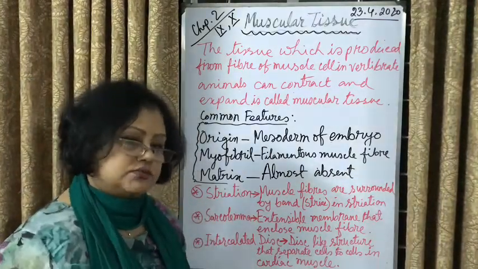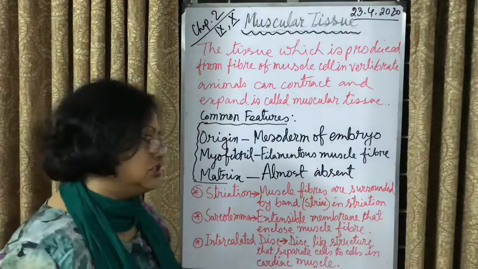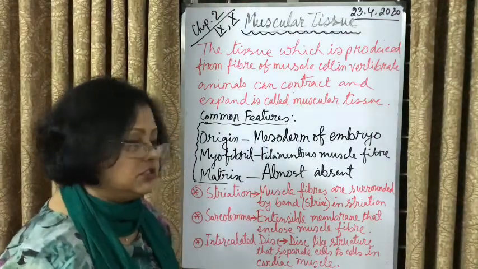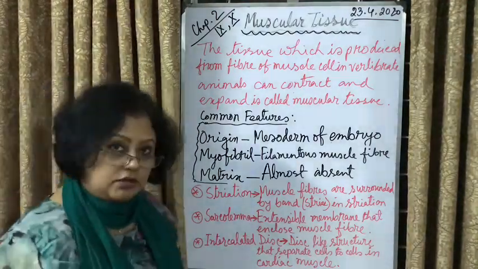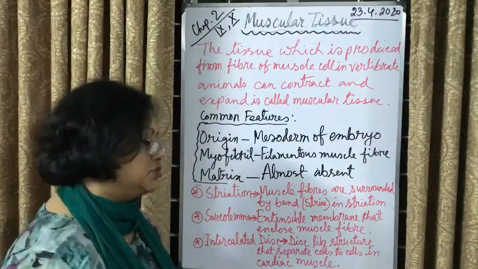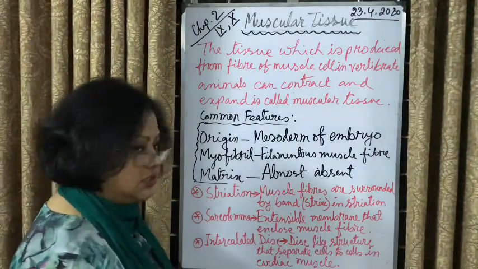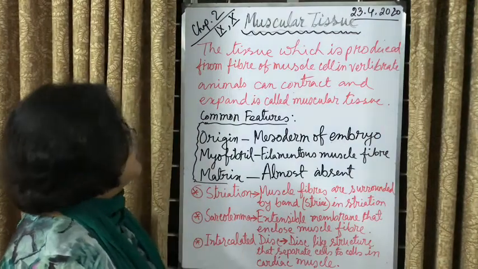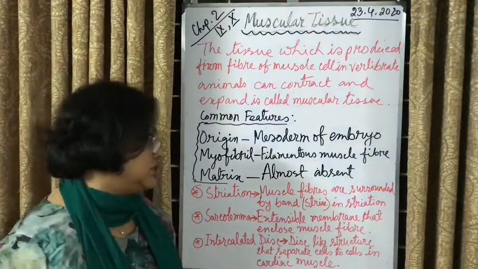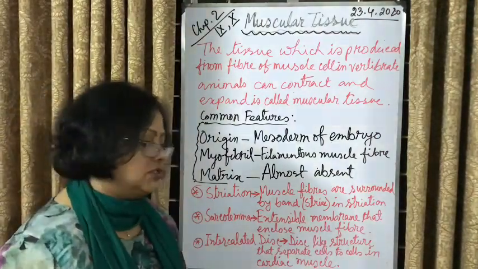All these 3 types have some common features that I have discussed here first. What are those? Their origin, from where these tissues have originated. First of all, the mesoderm of the embryo. So what is this? Mesoderm of the embryo.